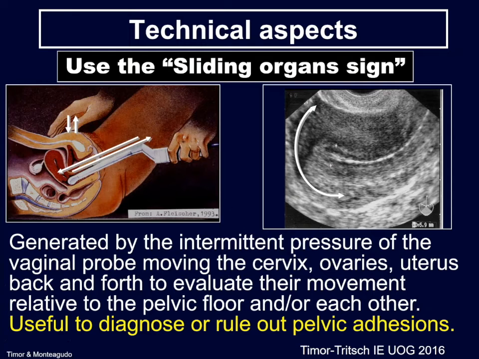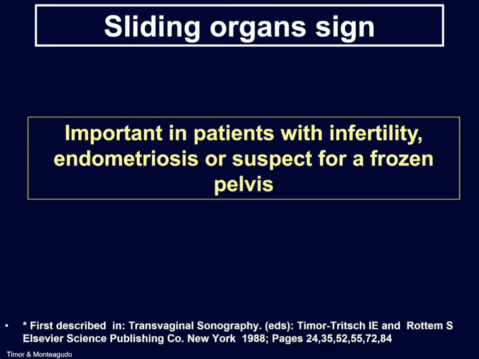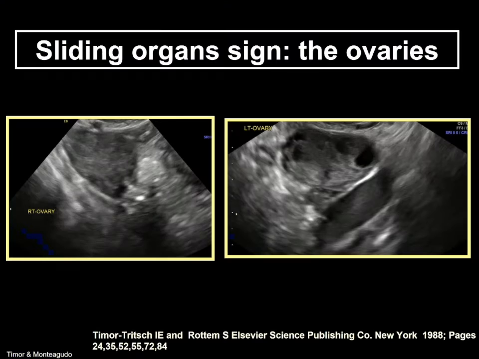Use the sliding organ sign, which is generated by the intermittent pressure of the vaginal probe, moving the cervix, ovaries, and uterus back and forth to evaluate their movement relative to the pelvic floor and or each other. It is extremely useful to diagnose or to rule out pelvic adhesions. It is even more important in patients with infertility, endometriosis, or suspected frozen pelvis.